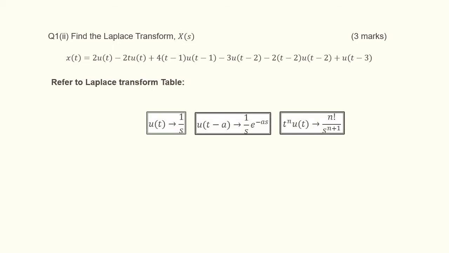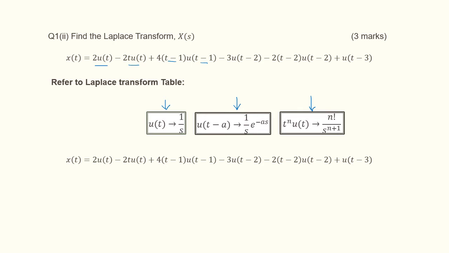From this equation, you may notice that this is the fundamental shape. From the table, you'll notice this. And then you also have the t u(t) function, so this is the t u(t) function from the table. And then you also have the shifting property, given by this equation from the table. So you need to consider converting each of the components inside x(t). Okay, so this is the equation in the time domain.